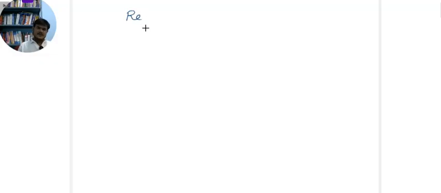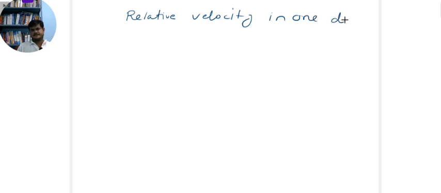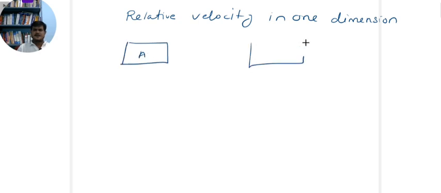Now we are going to understand relative velocity in one dimension. Okay, let's say this is car A and this is car B on the same straight-line road.